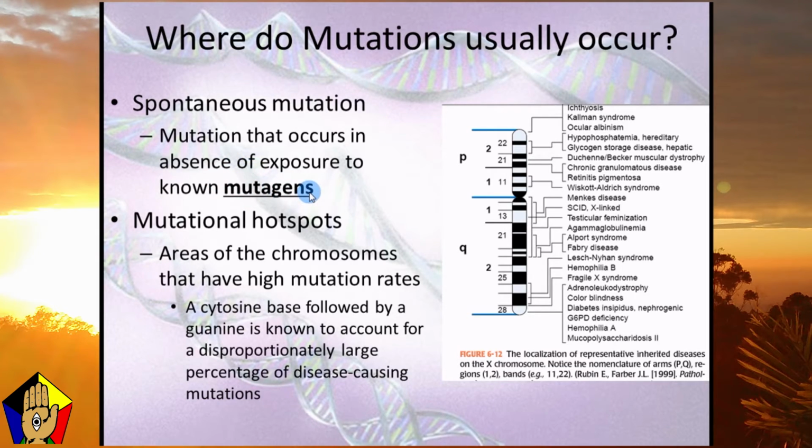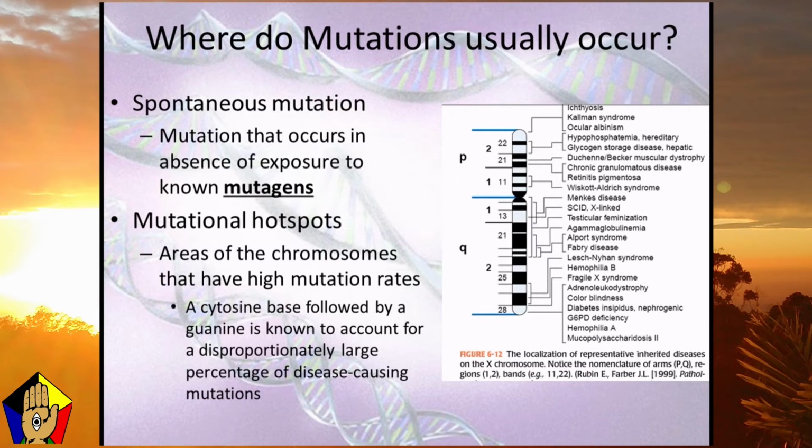Things like UV radiation, exposure to chemicals, like toxins in cigarette smoke or toxins that are put in the water, right? So spontaneous mutations just happen. There's no genetic link that it was because of your parents or anything like that. And then there are other things called mutational hotspots, which means that some chromosomes are actually just weak in those areas. So the area of the chromosome has a high mutation rate. It changes a lot, right? So those are two places that you usually see mutations occur.